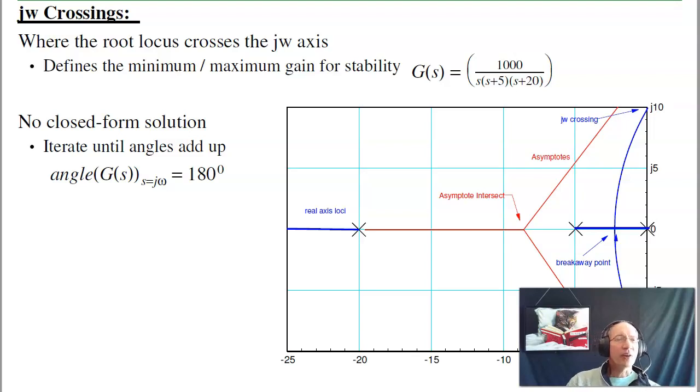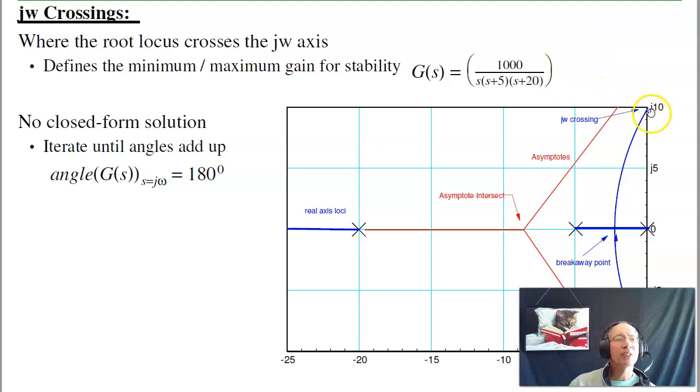The j omega crossing. Now I know that I split apart at the breakaway point and go to the asymptote. To help sketch the root locus, it's nice to know what the j omega crossing is. There is no closed form solution for this. You just have to guess again, guess again. What I do is I plug in s equals j omega for g of s and find out where the angles add up to 180 degrees. Turns out they add up at j10, so that's your j omega crossing.